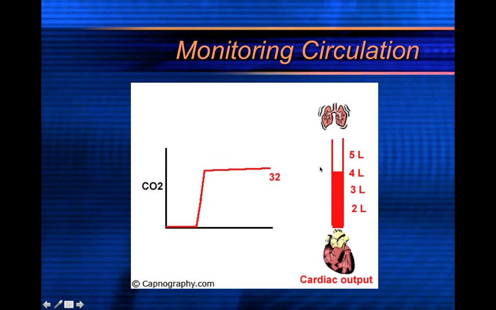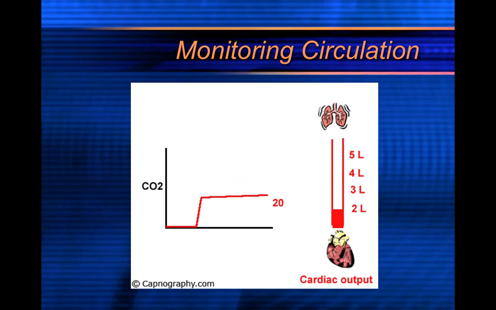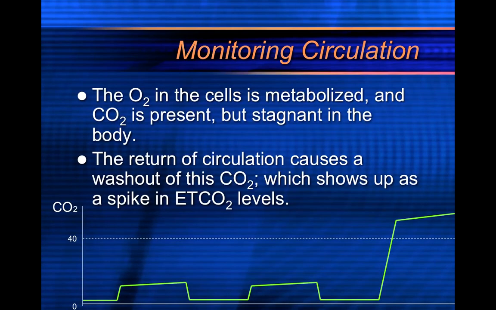It doesn't mean just because you have somebody that's hypocapnic, with a low end-tidal CO2 reading, that they necessarily have a circulatory issue. They could have a ventilation issue. They could have a cellular metabolism issue. So you have to use everything. This is just one of your assessment tools that's going to help you identify an issue.